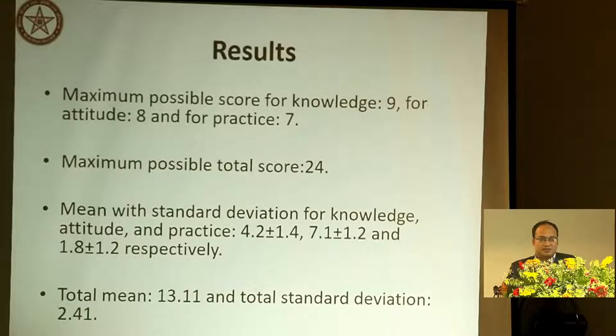So results: maximum possible score for knowledge is 9, and for attitude 8, and for practice it was 7. Thus the maximum possible total score was 24. With this scoring system, the mean was calculated, and the mean for knowledge was 4.2 with standard deviation 1.4. For attitude, it was 7.1, and for practice, it was 1.8. And the total mean for knowledge, attitude, and practice was 13.11 with standard deviation of 2.41.